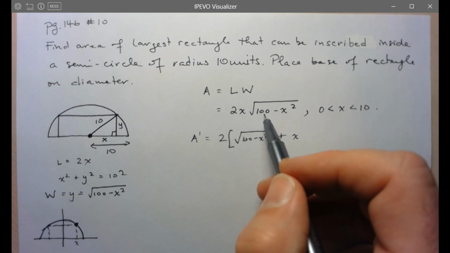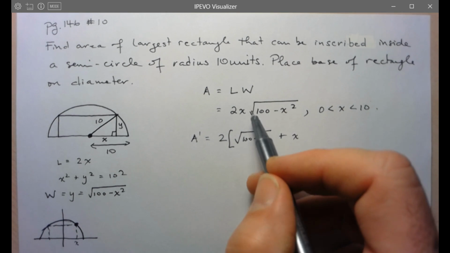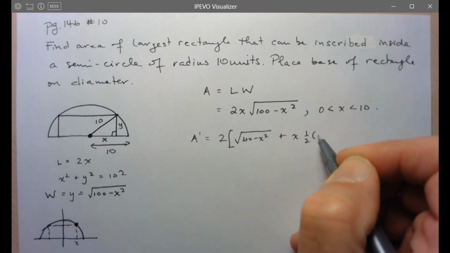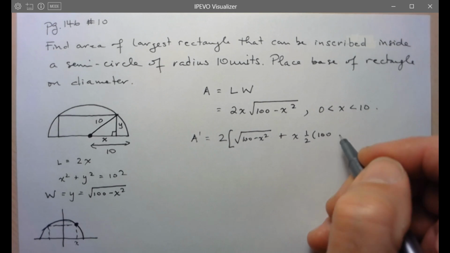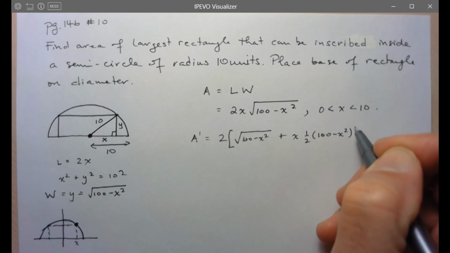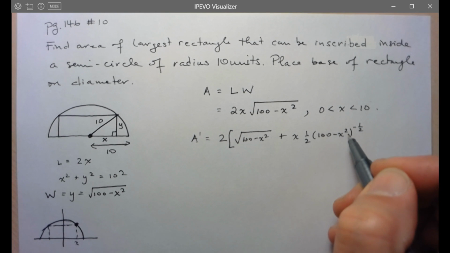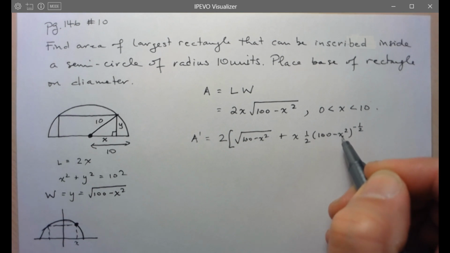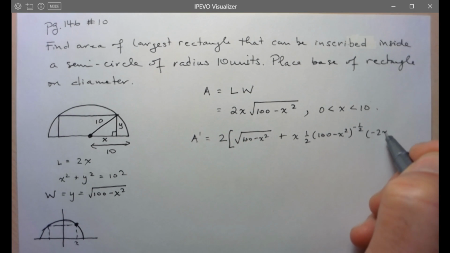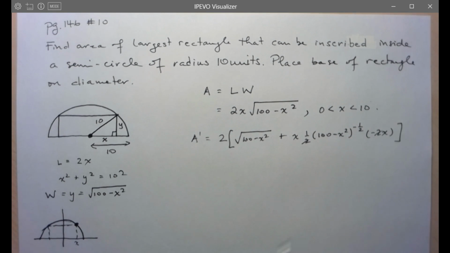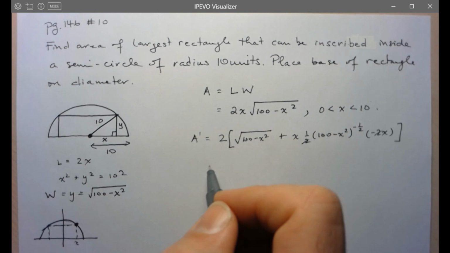So I'm going to think of this as 100 minus x squared to the exponent of 1/2, so the derivative is just going to be 1/2 times 100 minus x squared to the negative 1/2, and then of course by the chain rule I have to now take the derivative of the inside function, which is just going to be negative 2x. All right, and here I see that this 2 in the denominator reduces with that 2 in the numerator. So let's write this out here.